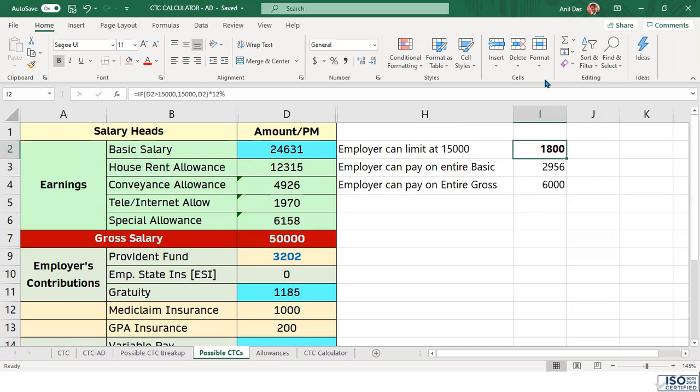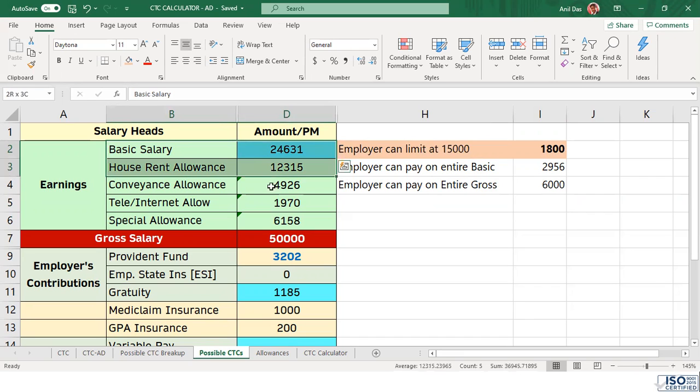This is the minimum which the employer has to follow. Below this, the employer cannot pay. If the employer wants, they can pay on the entire basic of 24. They are not limiting their contribution at 15. If the employer wants, they can pay on the entire 50 also, 6,000 also. Okay, is this clear? Similarly, the employee has got these many choices, plus one more, 100% of their basic salary. This is basic salary only. This entire amount is basic wages. Is this clear?